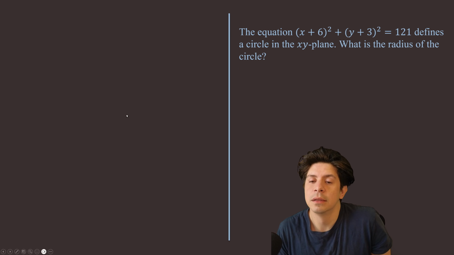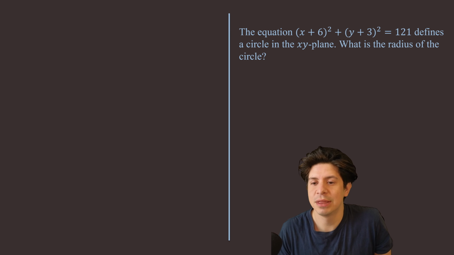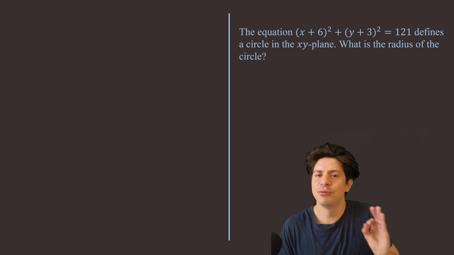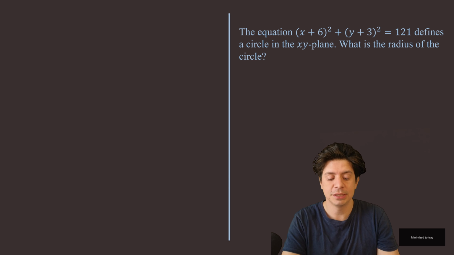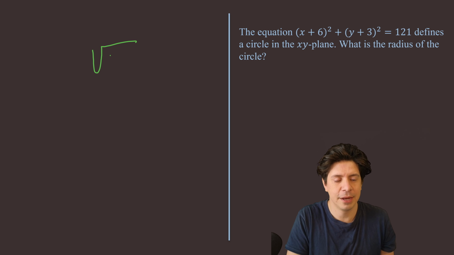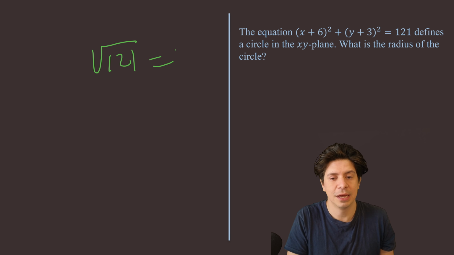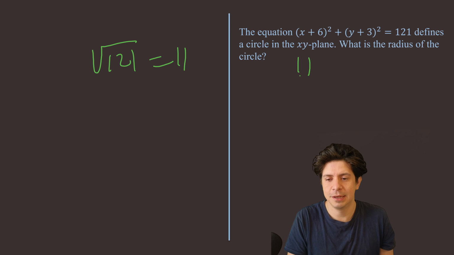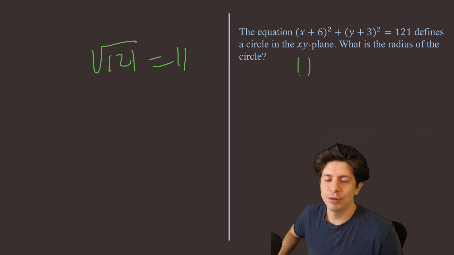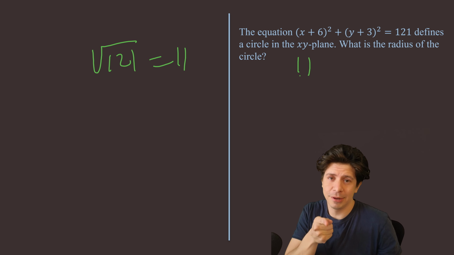So let's keep going. The equation (x + 6)² + (y + 3)² = 121 defines a circle in the xy plane. What is the radius of the circle? Don't use Desmos for this. Just take the square root of 121, which should be automatic in your head, and that'll be 11. So our answer is 11. Hard question because most people don't know the formula for circles, but if you know it, you should do fine.